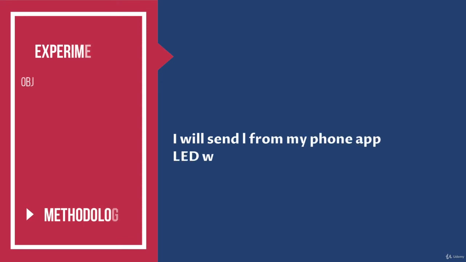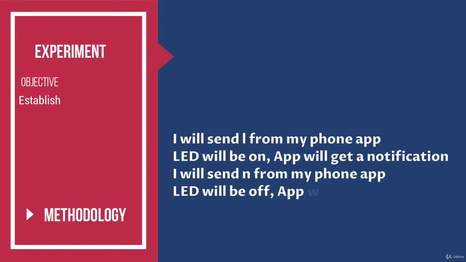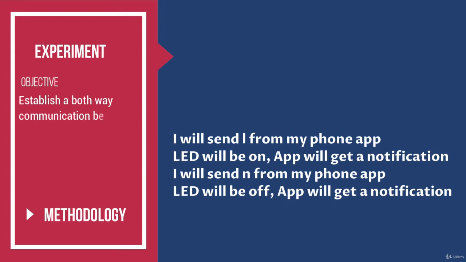For a better understanding, I'll perform an experiment on two-way communication between my phone and Arduino. How will I do that? I'll send L to switch on the LED and send N to switch it off. Then if I send L from my phone, the LED will be on and the device will notify our phone that the LED is on by simply writing LED is on. If I send N, the LED will be off and the device will notify.